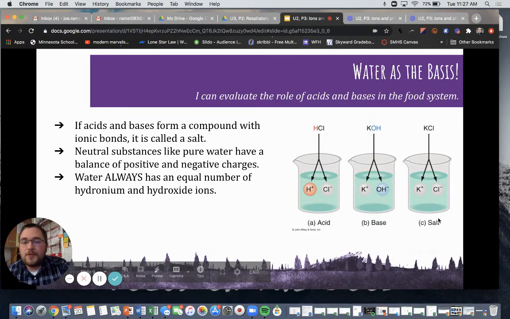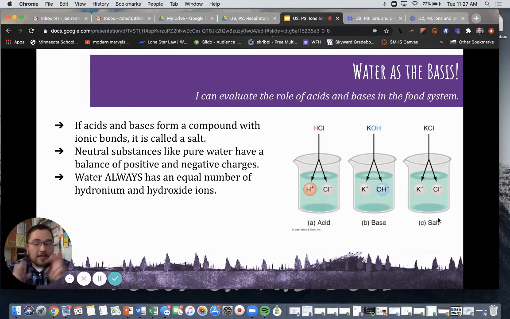Neutral substances like pure water have a balance of positive and negative charges, so water will always have an equal number of hydronium and hydroxide ions. Another word for that is equilibrium, and we'll talk about equilibrium quite a bit later on in the semester.